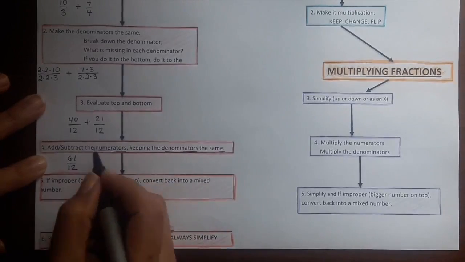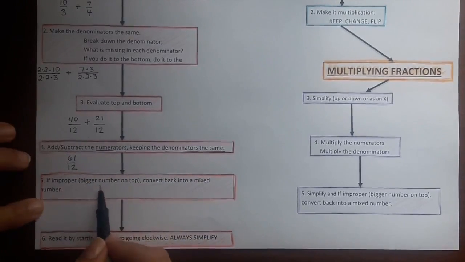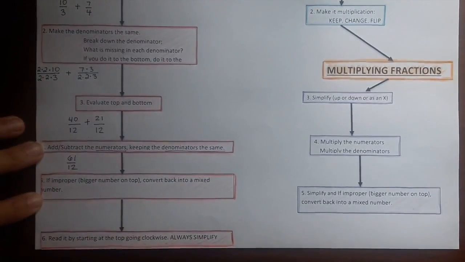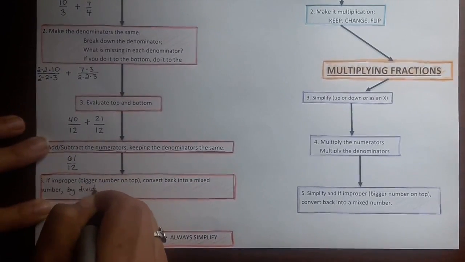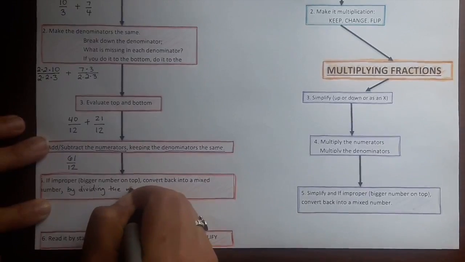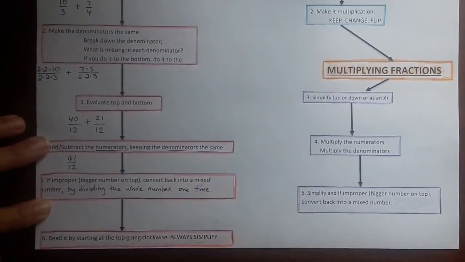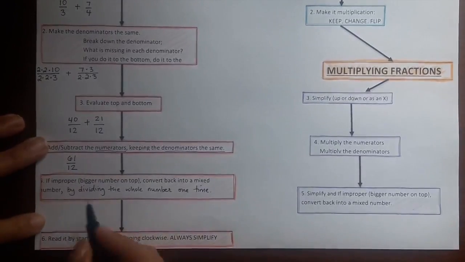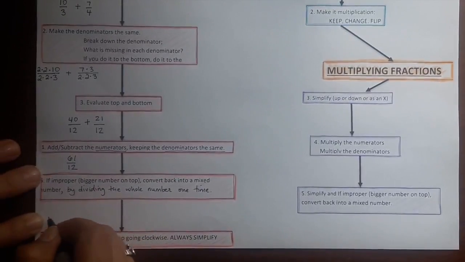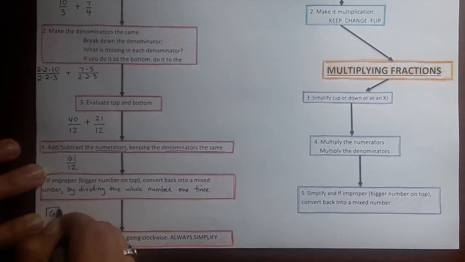Then if it's improper, that means if there's a bigger number on top, convert it back into a mixed number. And this is a listening check. You're going to fill this out by dividing the whole number one time. You should remember how to do this, but what goes in the house? First come, first serve. Because the first number is 61, that goes inside the house, 12 outside.